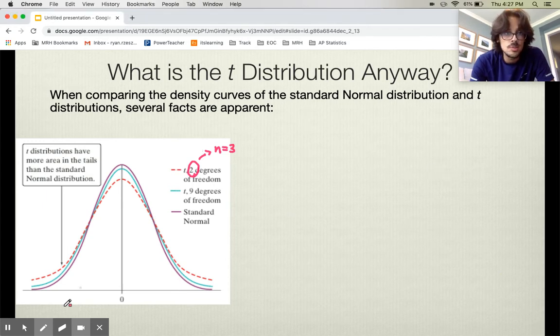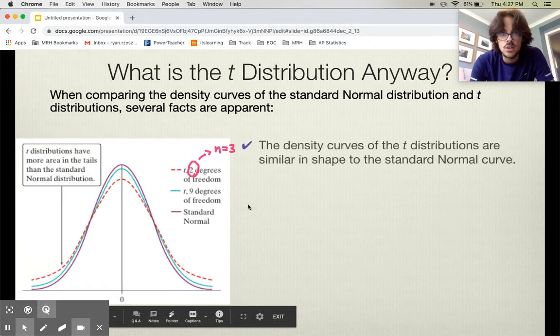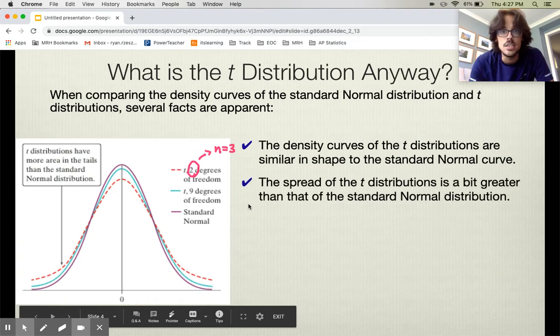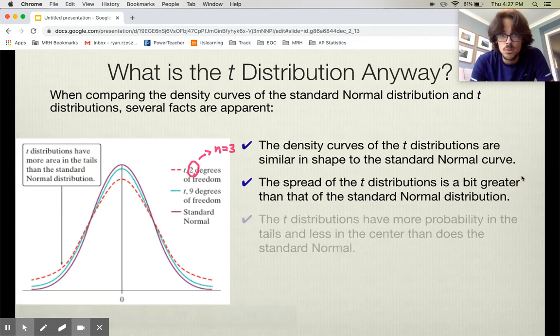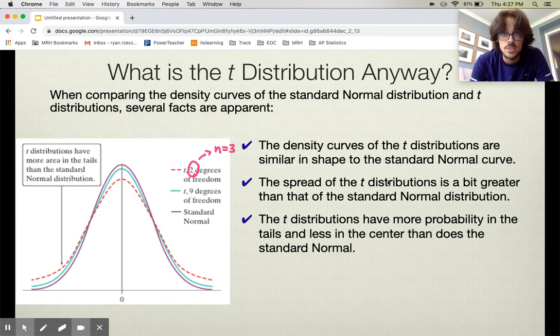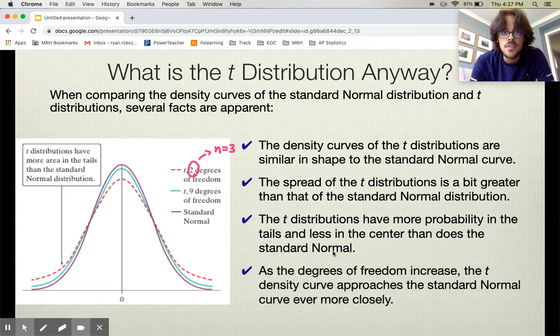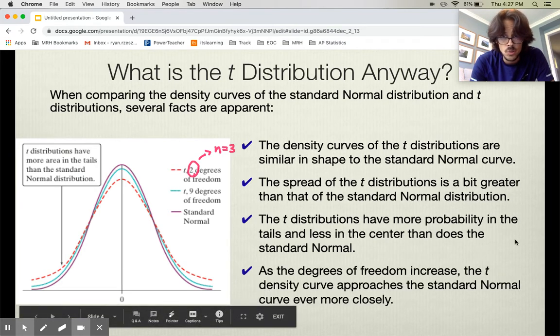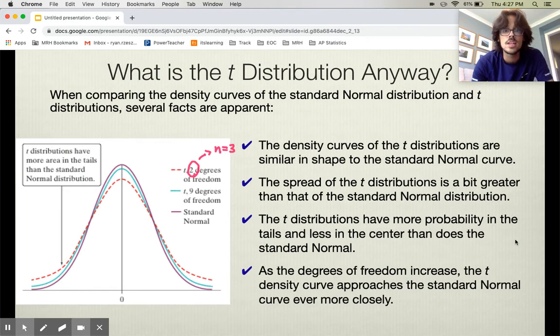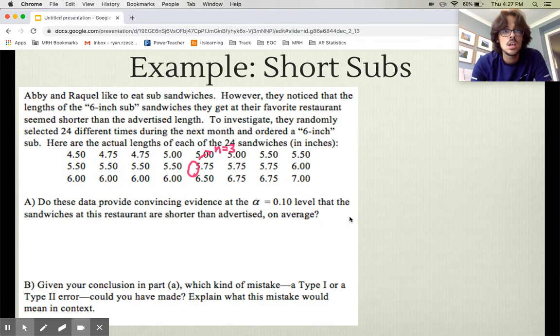So there are a few points on this slide with regards to things to know about the t-distribution. I've mentioned several of these already. The spread of the t-distribution is greater. That's why there's more area in the tails. Saying the same thing right here. And then as your degrees of freedom increase, the density curve gets closer and closer to what the actual normal distribution looks like.